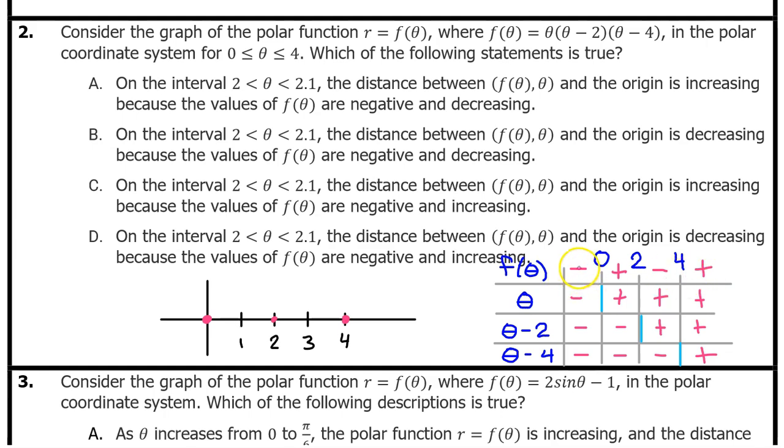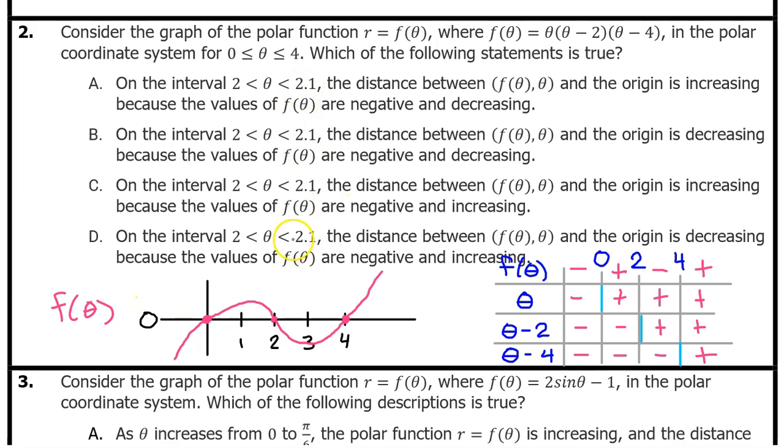So that tells me that f of theta is negative to the left of 0 and then positive between 0 and 2 and then negative between 2 and 4 and positive for values of theta bigger than 4. So this would be a rough sketch for f of theta. On a rectangular graph like this one, the x-axis represents the pole.